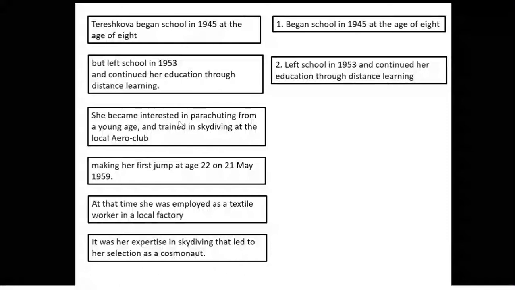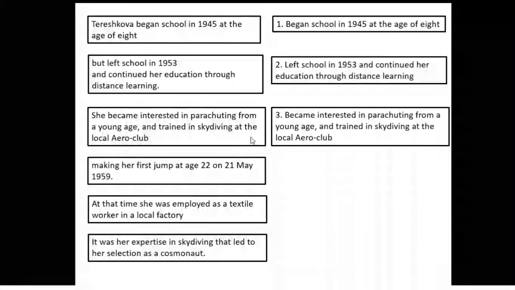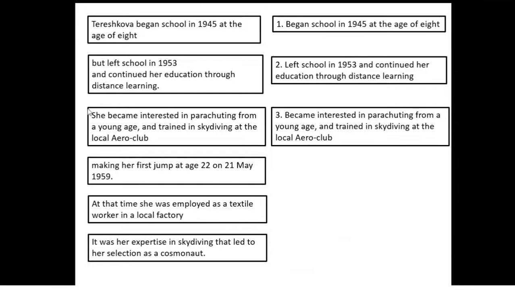Next, she became interested in parachuting from a young age and trained in skydiving at the local Aero Club. And again, the pronoun she is not necessary. So the point is, became interested in parachuting from a young age and trained in skydiving at the local Aero Club. Again, if necessary, you can divide this point into two. You can write became interested in parachuting from a young age, and another point, trained in skydiving at the local Aero Club.